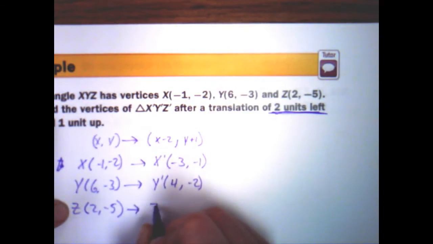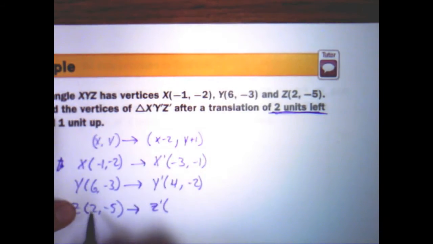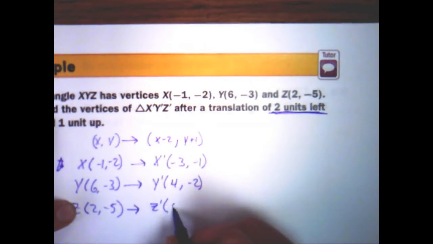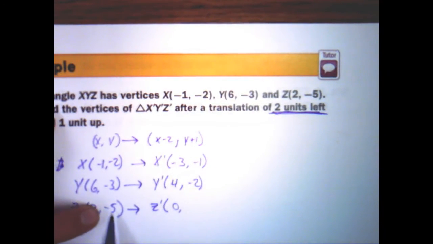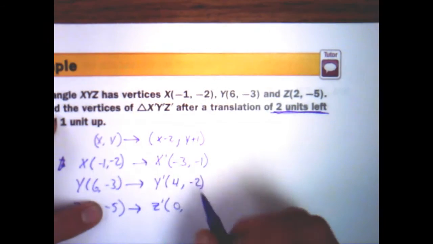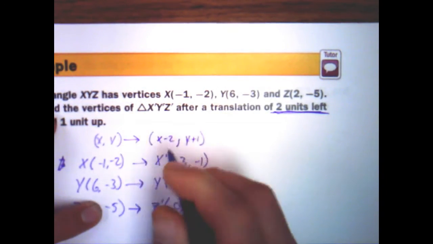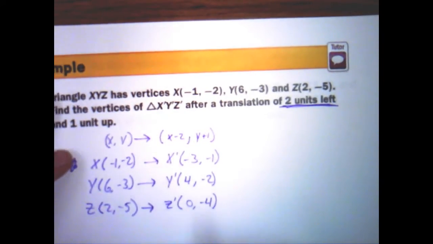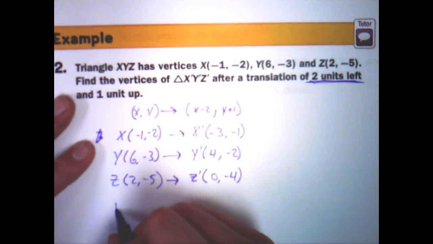And the same for Z. Z prime, my x-coordinate was 2. I subtract 2, so my new coordinate is 0. And negative 5 was my y-coordinate. I add 1 and I get negative 4. Now, if I wanted to graph these, this would be my pre-image.